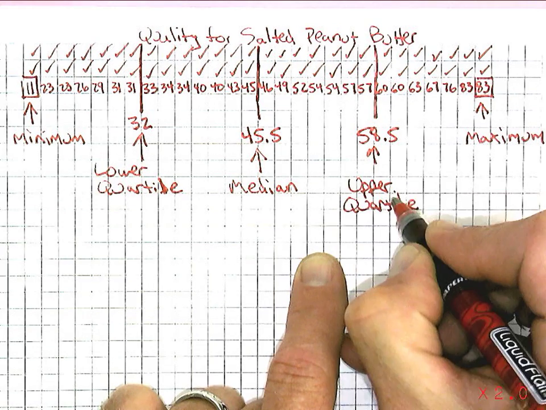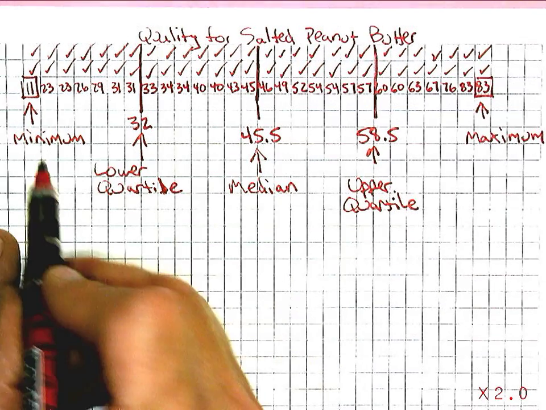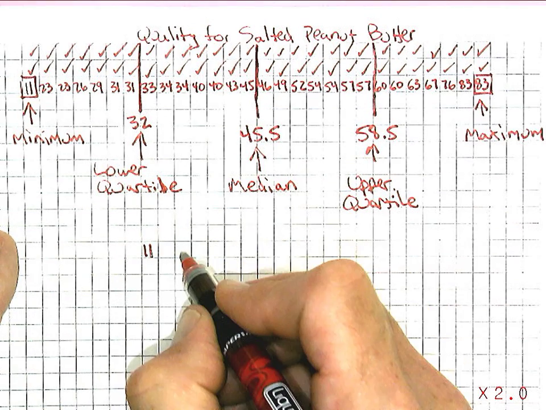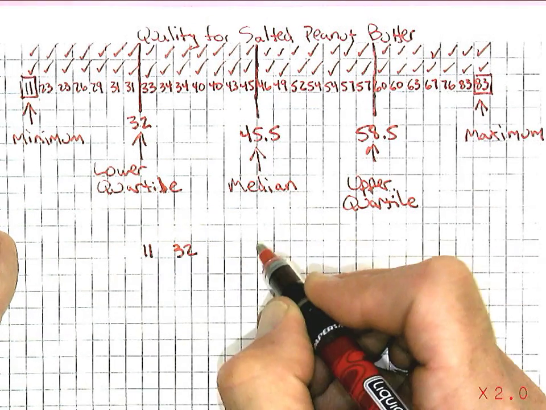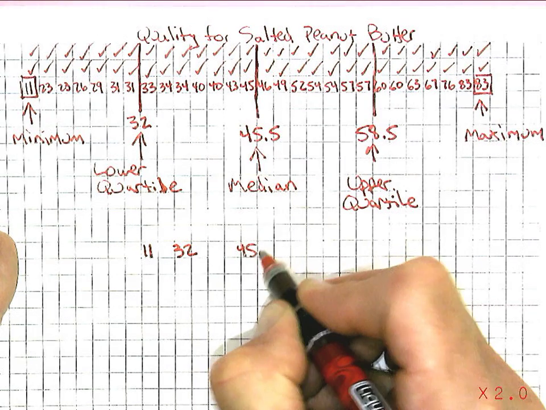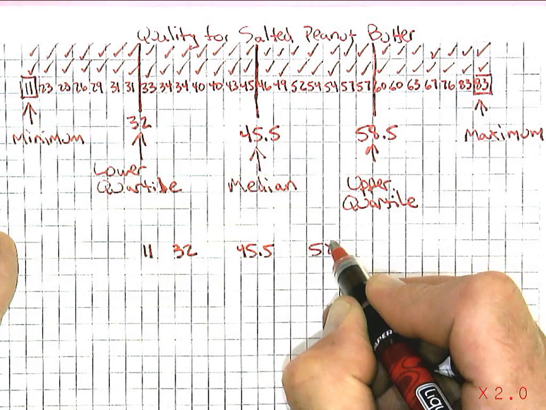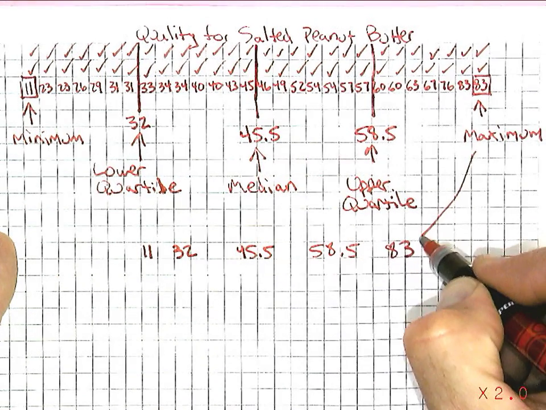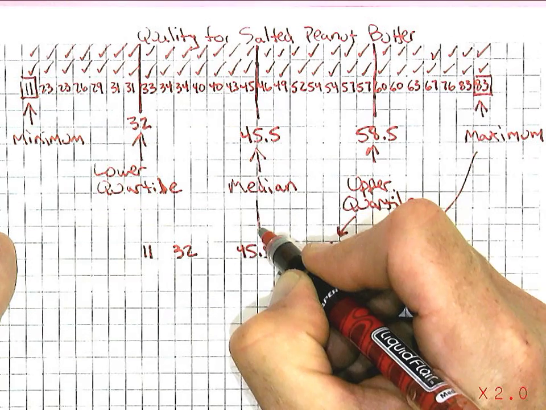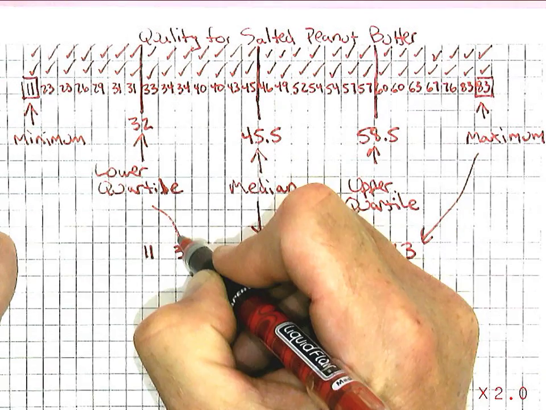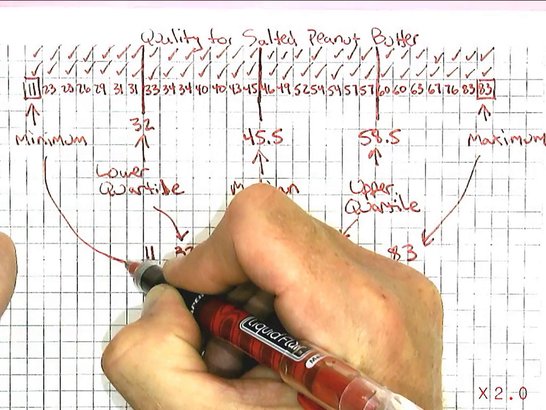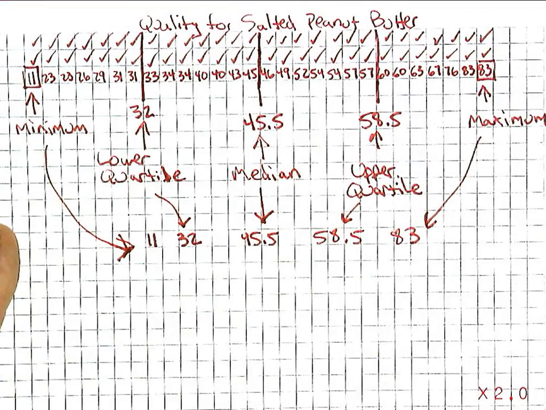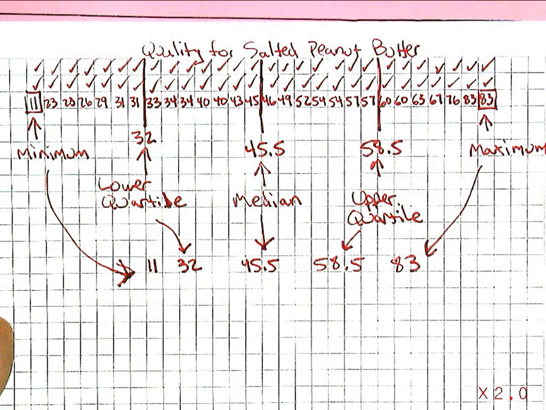So if I want to do a 5-number summary, and I just think of the 5 numbers that I have, 11, 32, 45.5, 58.5, and 83, the 5 numbers, minimum, lower quartile, median, upper quartile, and maximum is what I have. Those are the 5 numbers for the quality of salted peanut butter.